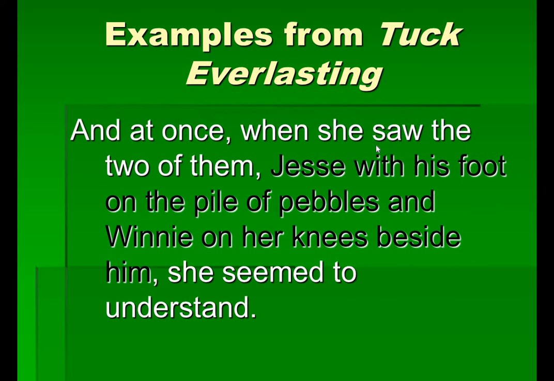And at once, when she saw the 2 of them, Jessie with his foot on the pile of pebbles and Winnie on her knees beside him, she seemed to understand. Jessie with his foot on the pile of pebbles and Winnie on her knees beside him, that's a compound appositive. But notice how they're not doing anything in that little appositive phrase. There's no verb in there. It's just describing them. And it's describing the 2 of them. It's giving the reader extra information so that they can visualize what that looks like.